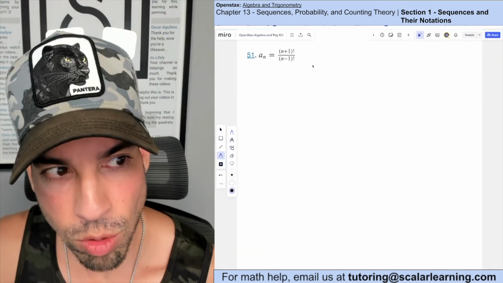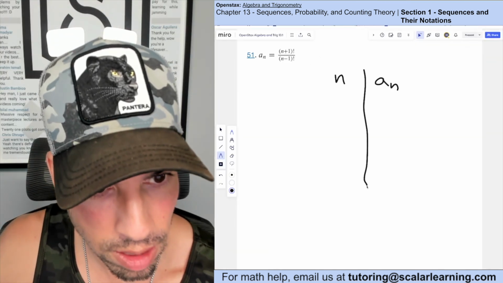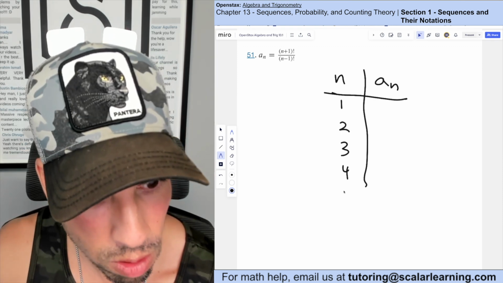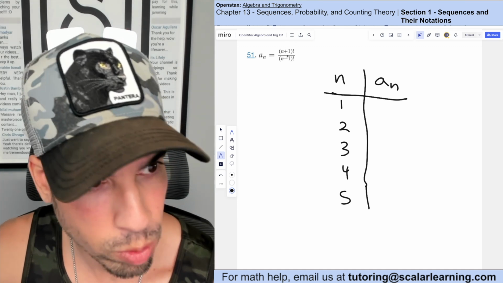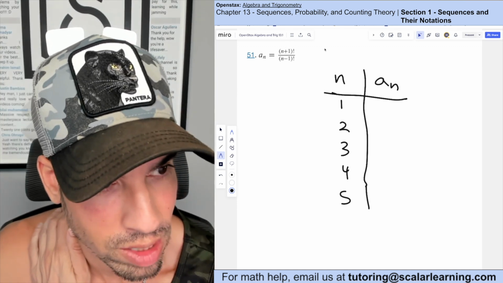Done. So for this one, first, we're going to get the 5 points. We're going to make a little table, n and a sub n. And we're going to start with 1, 2, 3, 4, 5. We got some factorial action happening here. All right. So first and foremost, we're going to plug in 1. On top, we're going to get 2 factorial over 1 minus 1, which is 0 factorial.